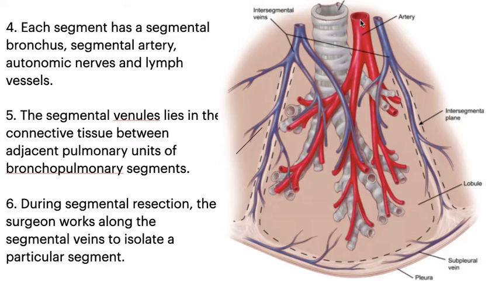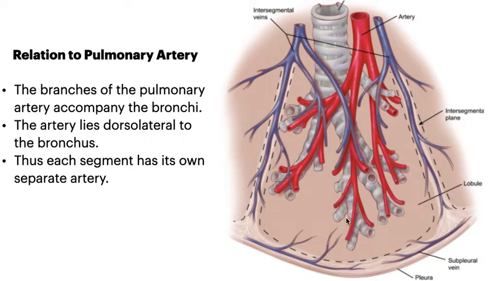Each segment has a segmental bronchus, a segmental artery, autonomic nerves, and lymph vessels. These segmental venules lie in the connective tissue between adjacent pulmonary units of the bronchopulmonary segments. During segmental resection, the surgeon works along the segmental veins to isolate a particular segment.